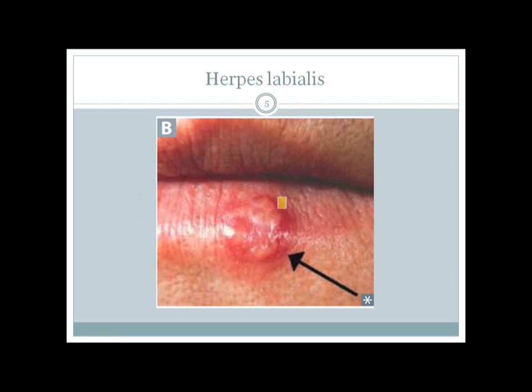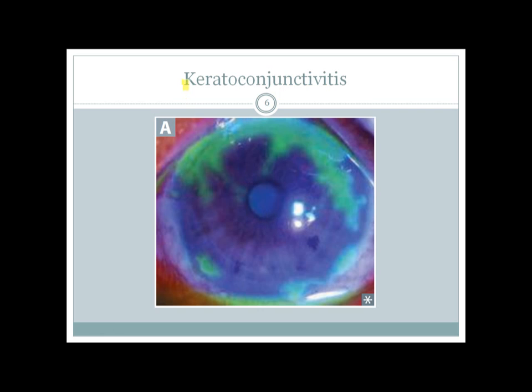And this is a lesion of herpes labialis, so it's a blister on your lips, also known as labium, and it's sometimes a painful blister. And here you have the keratoconjunctivitis, so inflammation of the cornea and conjunctiva. And here you have a stained cornea, and you see some blue regions here and some green regions here. The green regions are representative of the inflammation of the conjunctiva, and the inflammation of the cornea, and you can see surrounding the cornea that you have the conjunctiva, and it also seems red. So you have the keratoconjunctivitis.